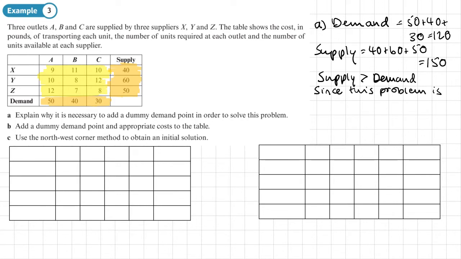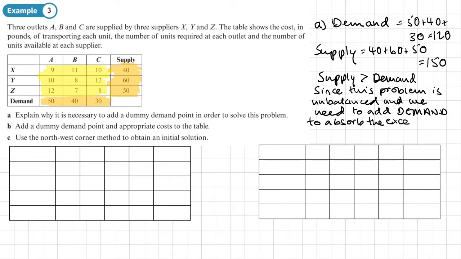So since this problem is unbalanced and we need to add demand to absorb the excess capacity, that explains why we need to add a dummy demand point.